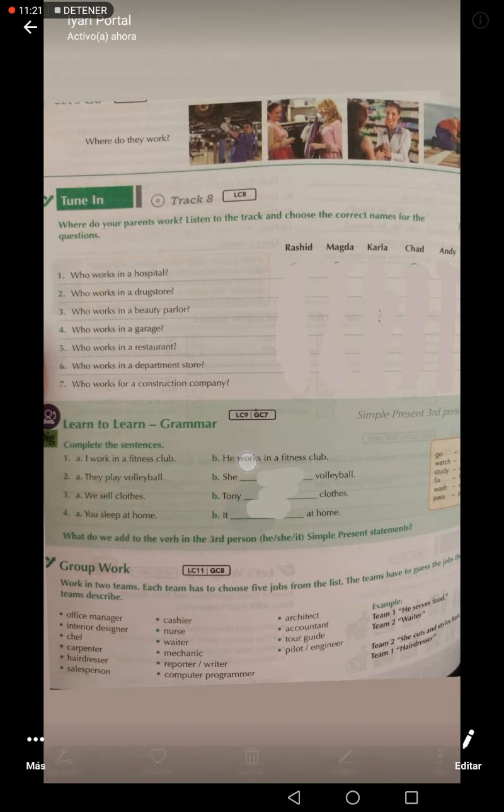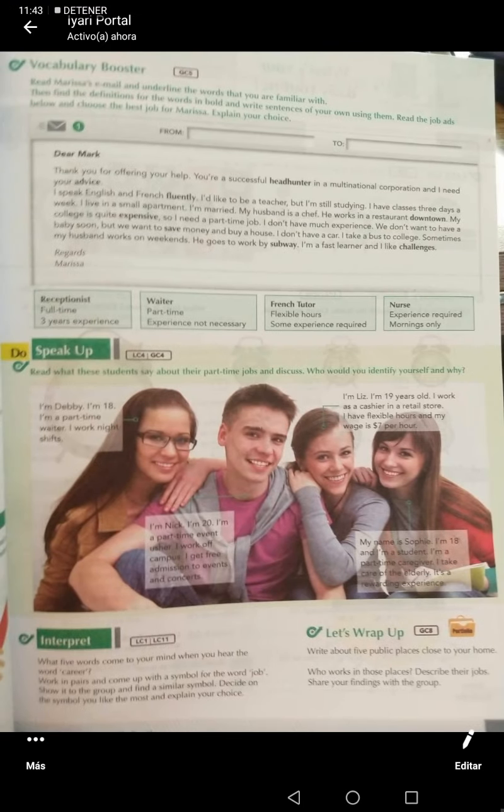That means that there are some changes in the verb, o sea que el verbo cambia en estas segundas columnas. En vez de ser work, se transformó a works. So you have to do the same with play, shall, and sleep. And after that, we're going to leave this one. Dejamos este en blanco. And then we move to the next page.